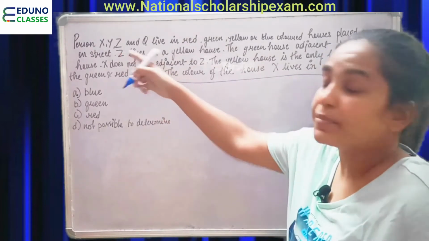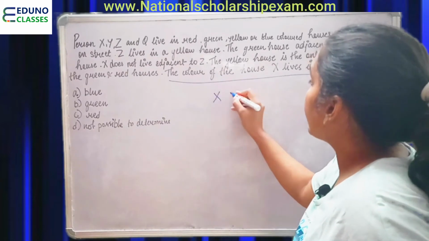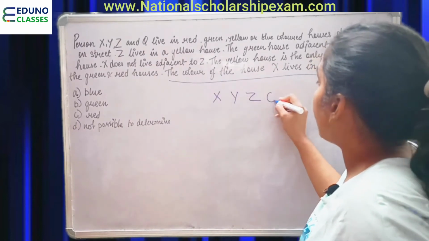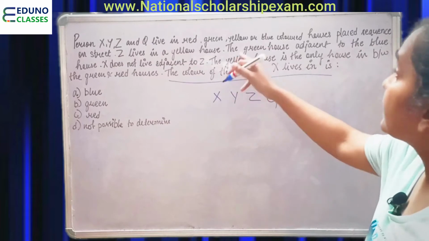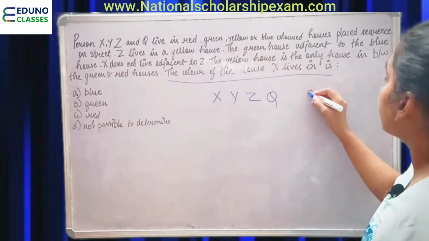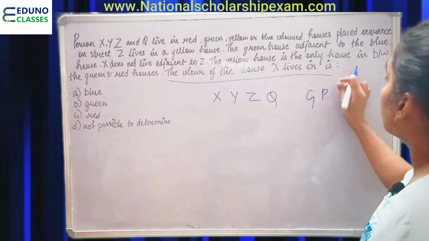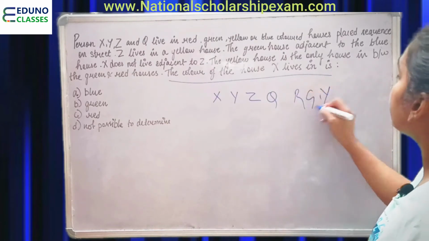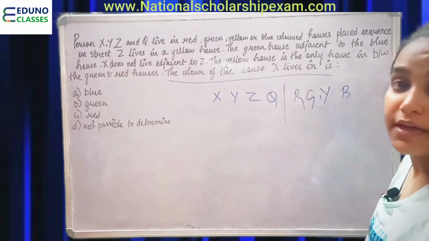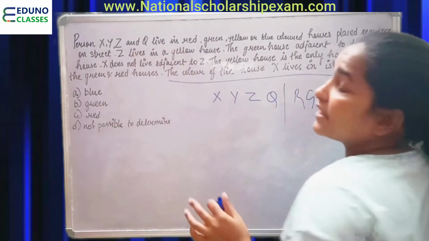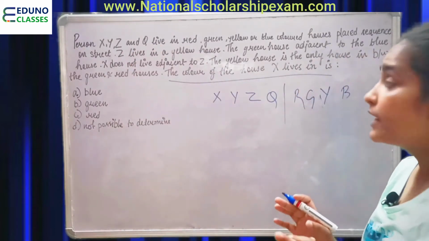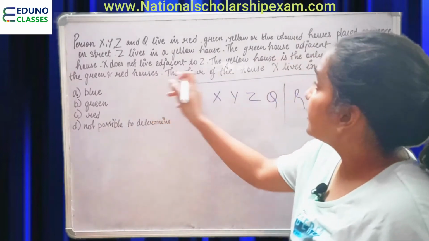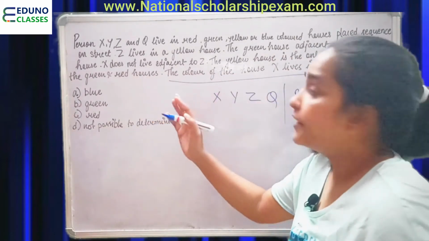Okay, so how many persons do we have? We have X, Y, Z and Q. And how many colors of houses are there? Red, green, yellow, blue. And these people live in sequence. So now start reading from the end.